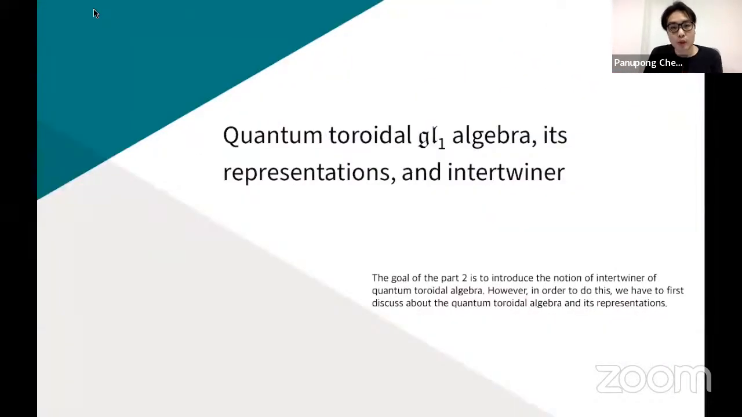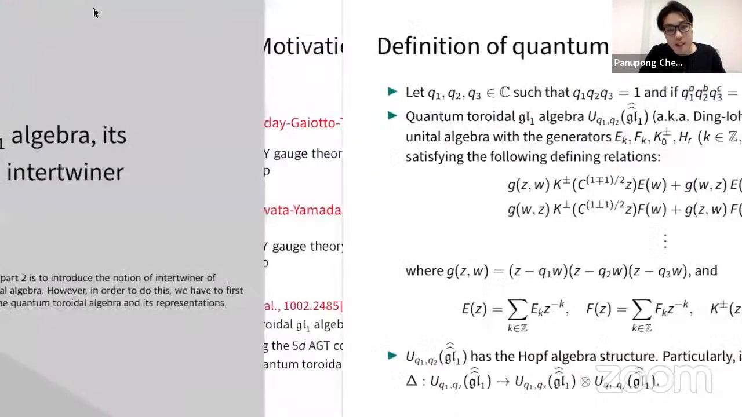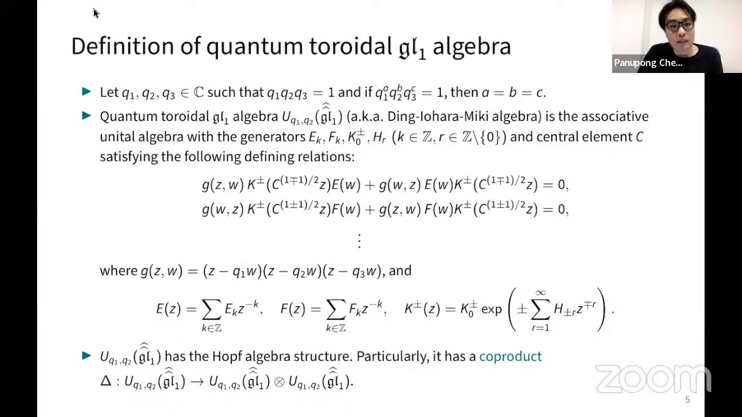So now let's come to part 2. The goal of part 2 is to introduce the notion of intertwiner of quantum toroidal gl1 algebra. However, in order to do this, we have to first discuss the definition of quantum toroidal algebra and its representation. So let's start with the definition of quantum toroidal algebra.